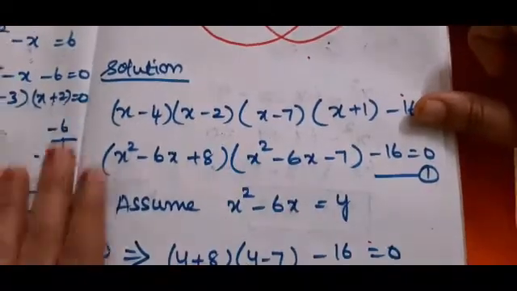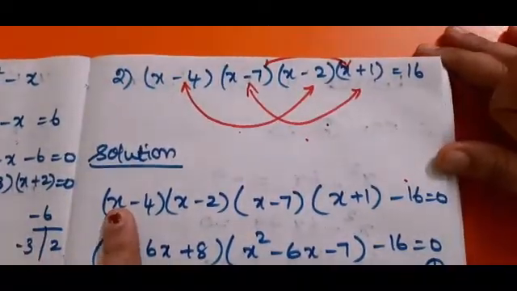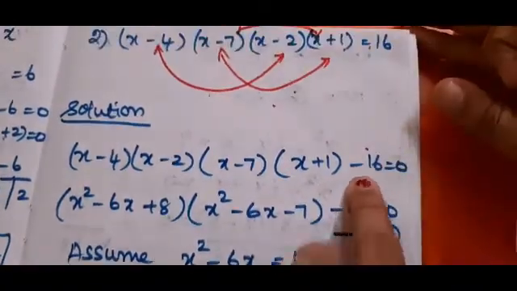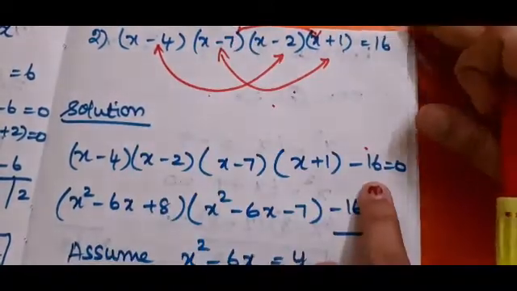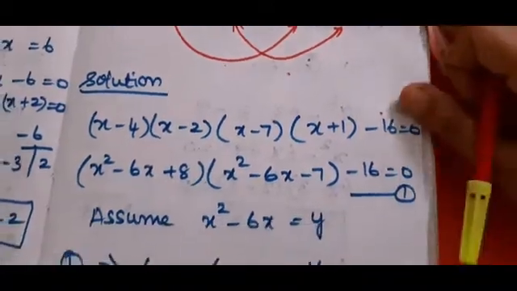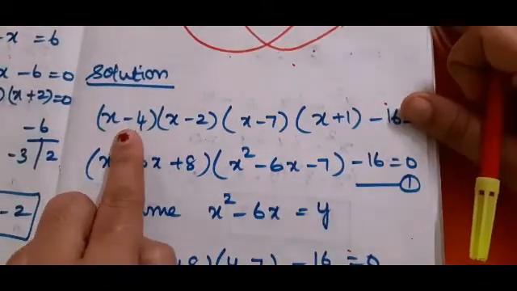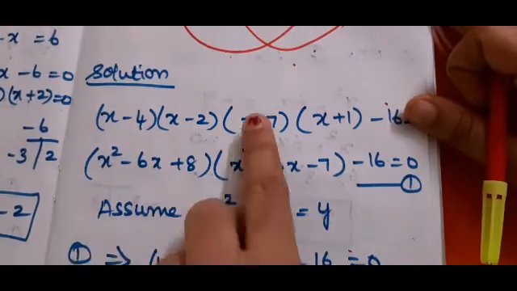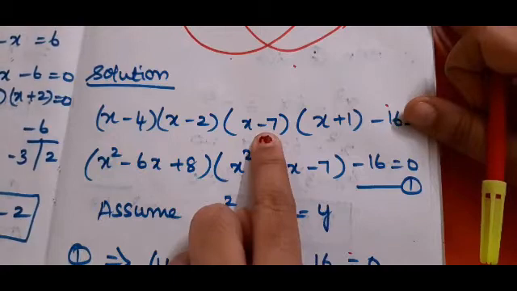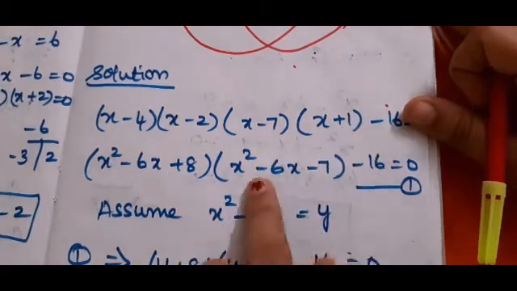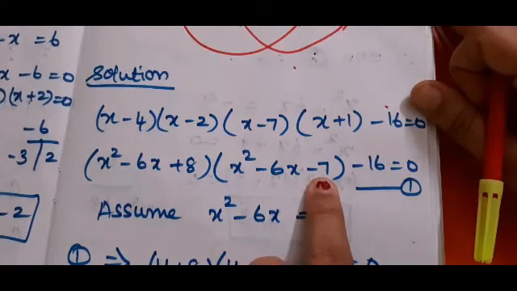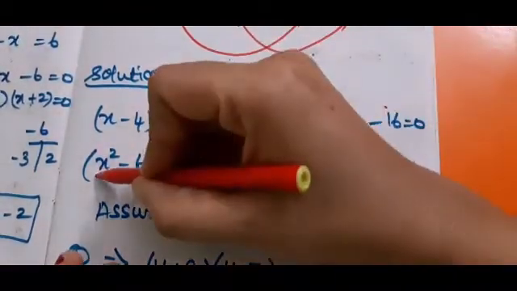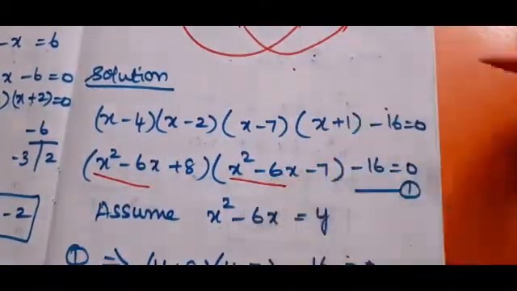Okay. So now (x minus 4)(x minus 2) and (x minus 7)(x plus 1). This positive 16 I am going to take to that side, that will be negative 16, equal to 0. Now if you multiply the first pair, you will get x square minus 6x plus 8. If you multiply x minus 7 with x plus 1, you will get x square minus 6x minus 7, minus 16 equal to 0.